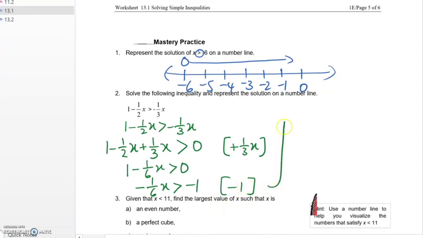And then finally, we want to get rid of this negative 1 over 6. The only way to do that is to multiply by negative 6. Now, because we multiply by a negative number, we have to remember to change the sign. So x will be less than negative 1 times negative 6. This gives us positive 6. So the final answer is x less than 6.